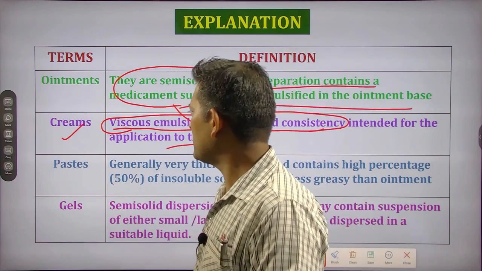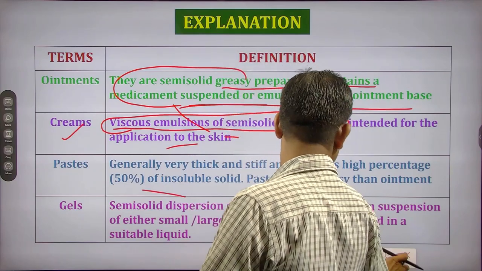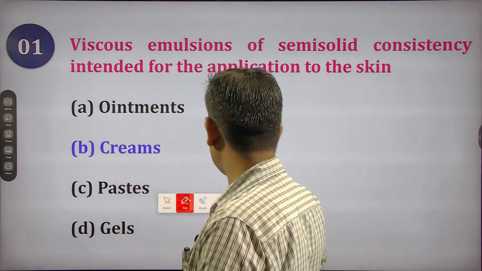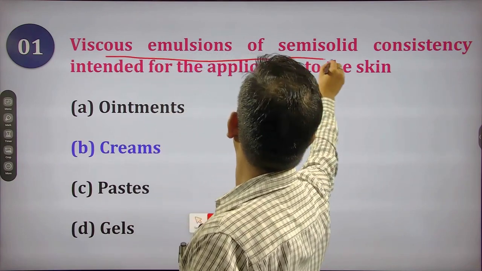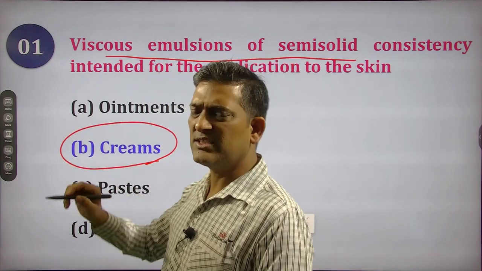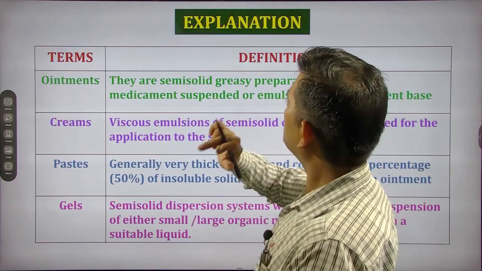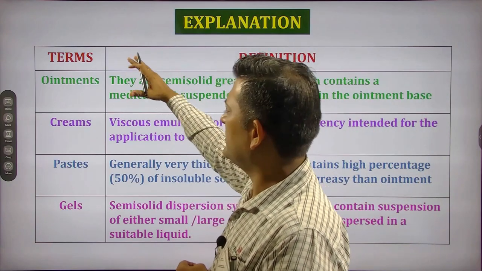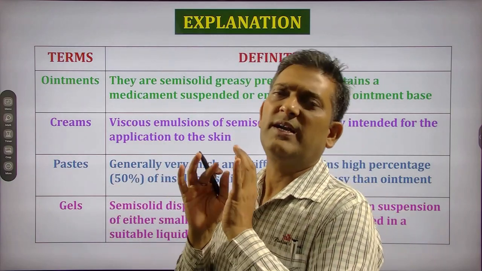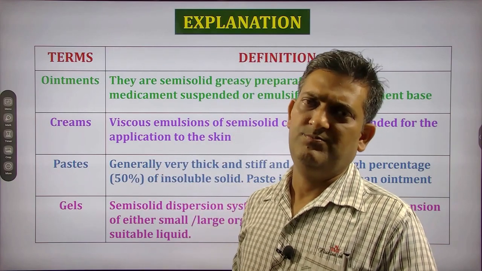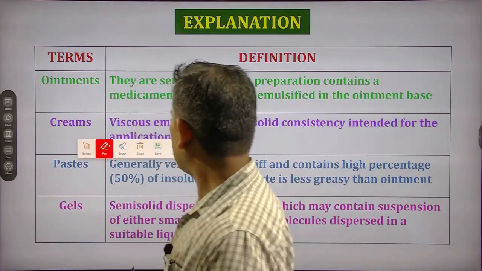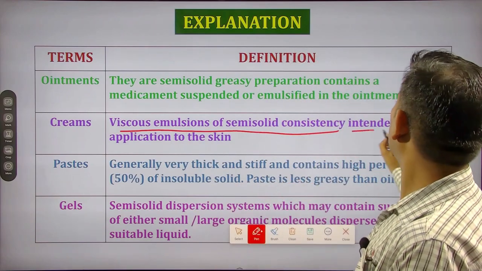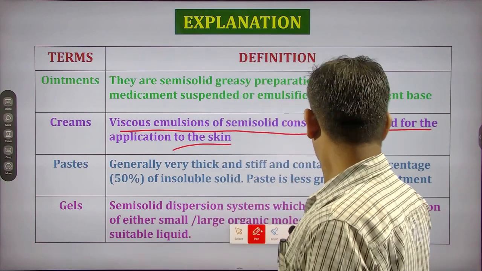So, what was the previous question we put forward? Our question was, what are the viscous preparations? Whenever we talk about viscous emulsions of semi-solid preparations, the answer is cream, because as per the definition, cream has the viscous emulsion. But in other cases, like ointment, paste and gels, they have different definitions. That's why cream is the answer. Once again, what is cream? Cream is nothing but a viscous emulsion of semi-solid consistency intended for application to the skin surface. Clear? So, let us move to the next question.